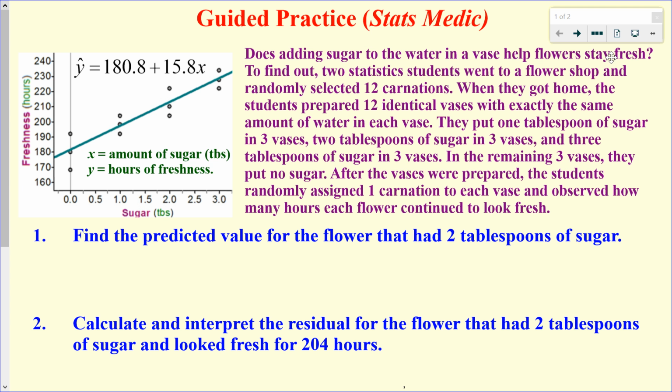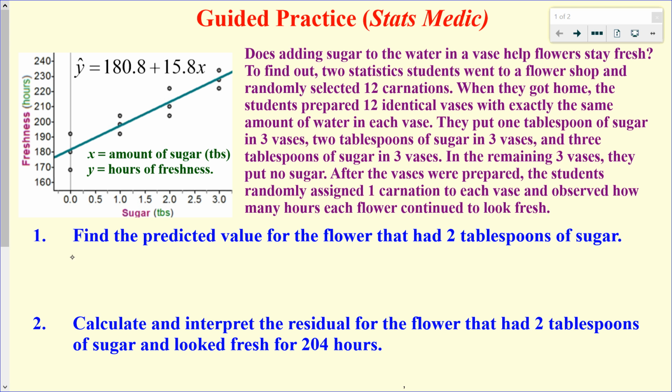A least squares regression line was calculated, and we see here the equation y hat equals 180.8 plus 15.8x. So we are going to go ahead and use this as well as interpret certain things. So the first question here is to find the predicted value for the flower that gets 2 tablespoons of sugar.